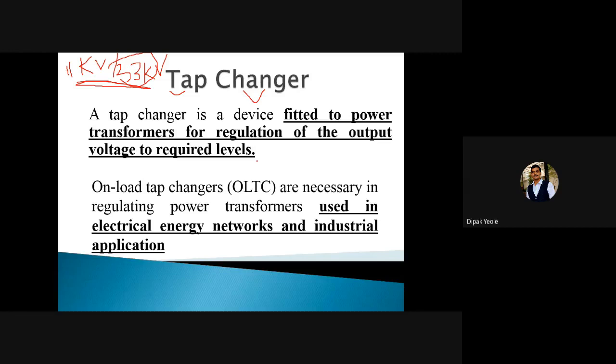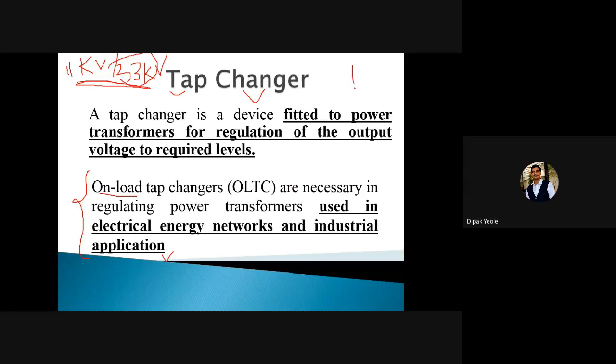Now there are two types of tap changer. There can be an on load tap changer and there can be an off load tap changer. It is also called OLTC, on load tap changer. Where are these necessary? These are necessary in regulating power transformers. Where are we using it? Used in electrical energy networks and industrial applications. So this is the need of OLTC inside the power transformer.